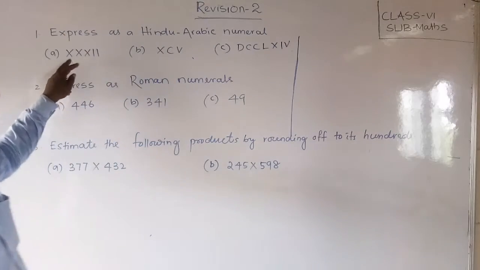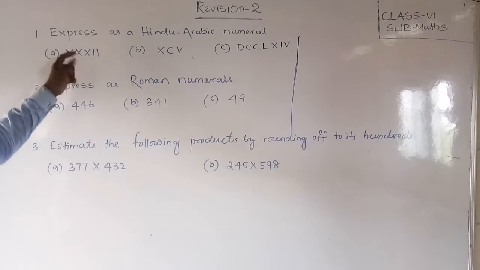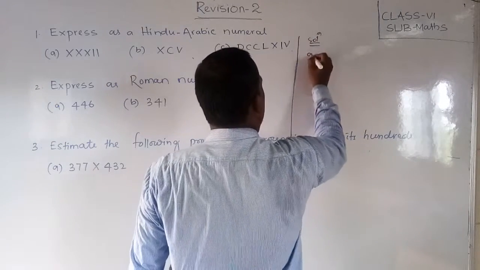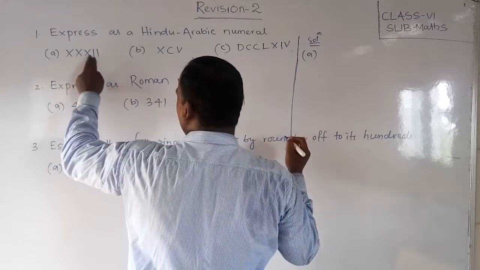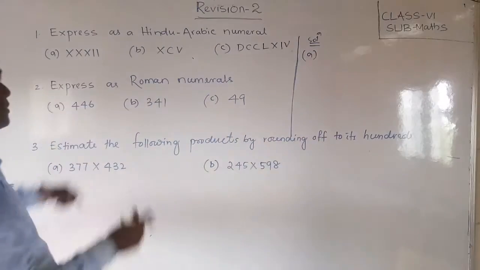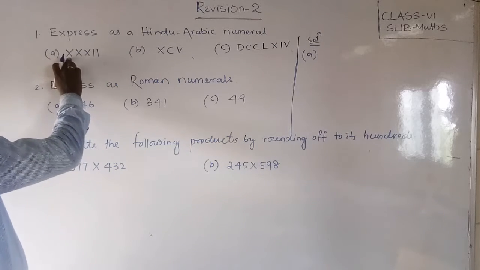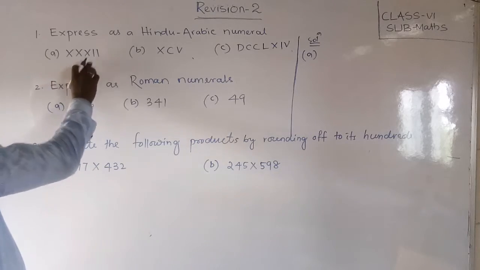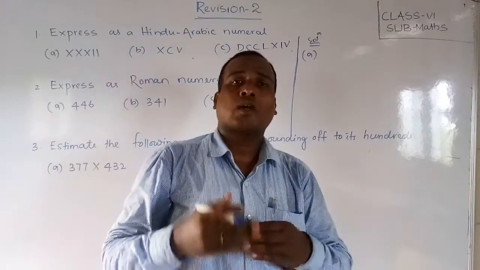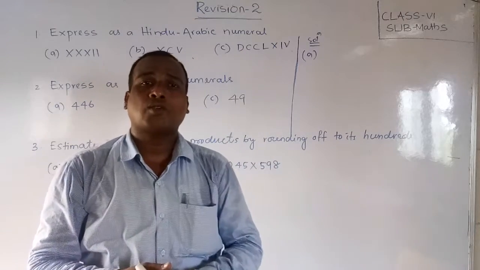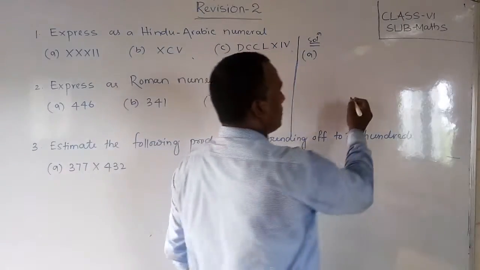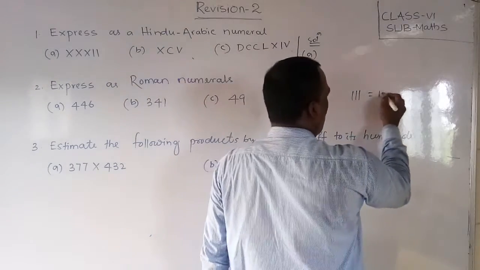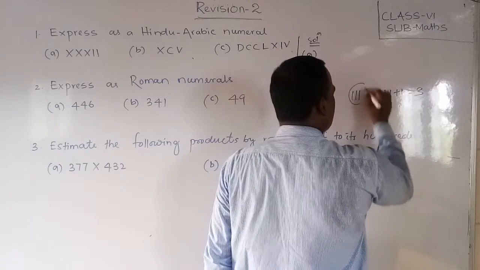So let us see the first question, it is a Roman number. I am doing the first solution, students, observe that. Here it is given X, X, X and I, I. Observe, students, X is the big number here, so X is 10, that means 10 three times. Students, I have already told you, if a Roman number is repeated, you have to add. I will give one example also: triple I, that means 1 plus 1 plus 1 is equal to 3. Triple I means 3.